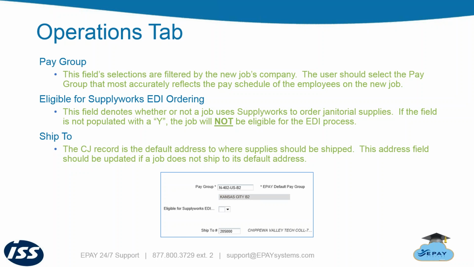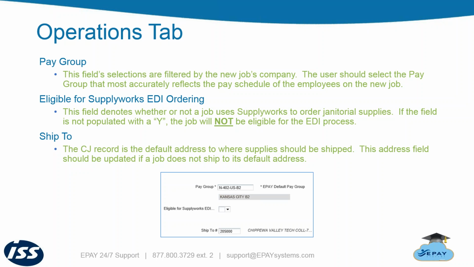The next field is eligible for SupplyWorks EDI ordering. This field denotes whether or not a job uses SupplyWorks to order janitorial supplies. So please note that if this field is not populated with the letter Y, this job will not be eligible for the EDI process.